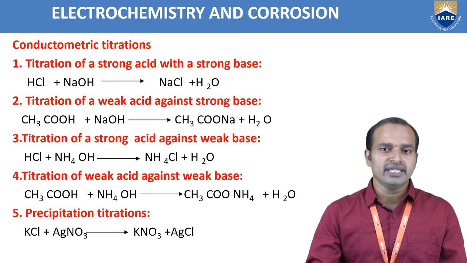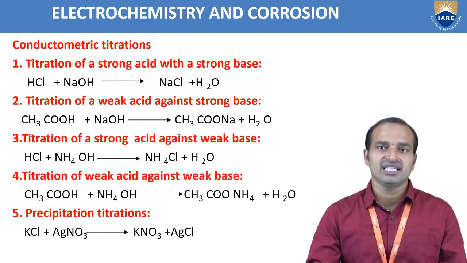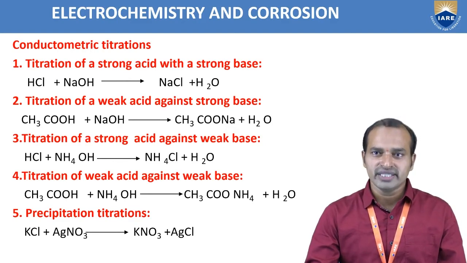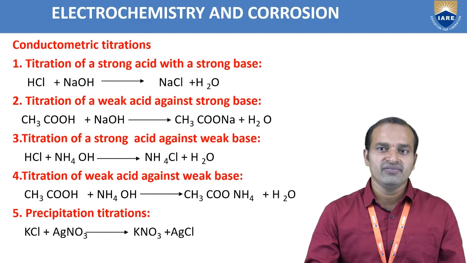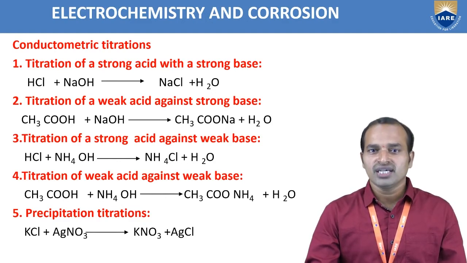The last conductometric titration is the precipitation titration. In the precipitation reaction, KCl reacts with AgNO3 to form KNO3 plus AgCl. These are all the conductometric titrations: strong acid versus strong base, weak acid versus strong base, strong acid versus weak base, weak acid versus weak base, and precipitation titrations. We are using the conductivity meter.